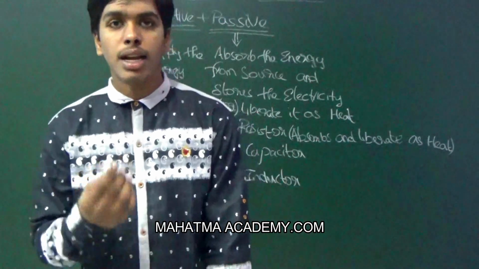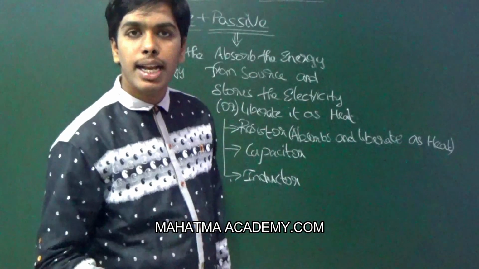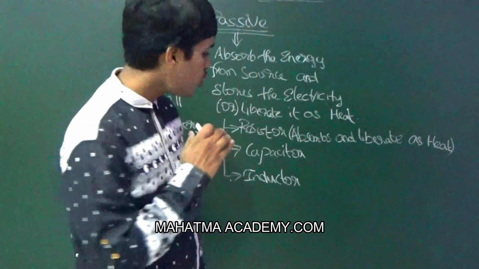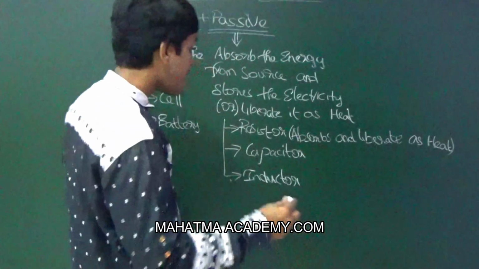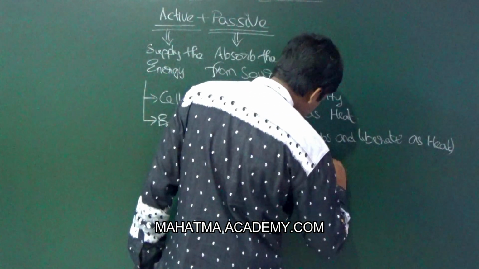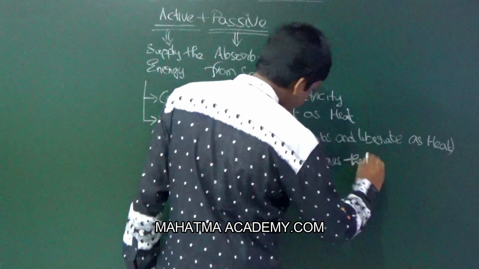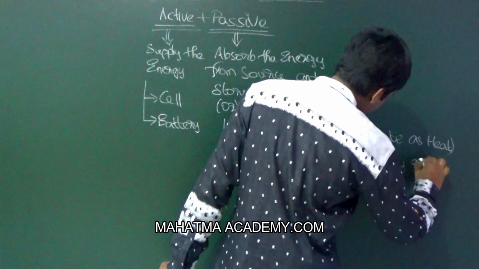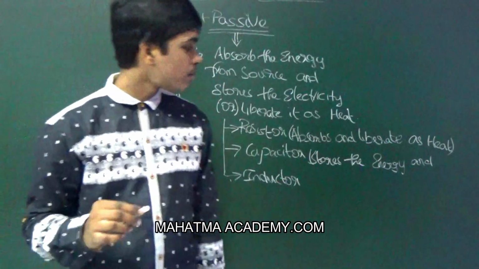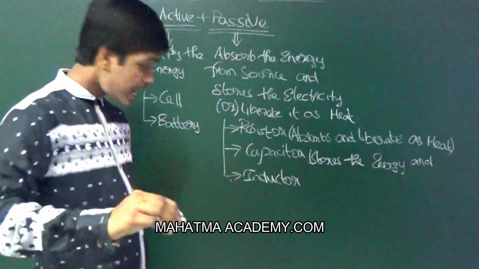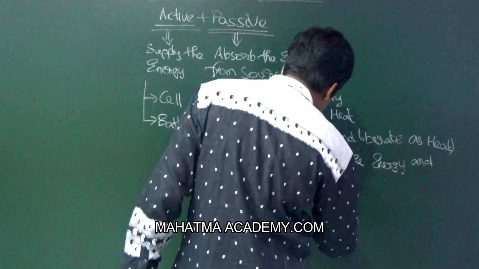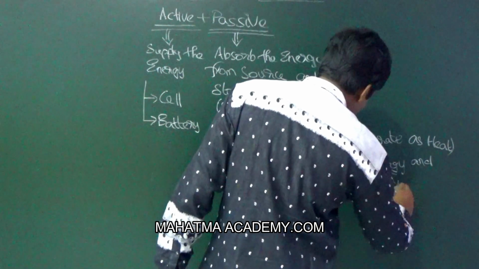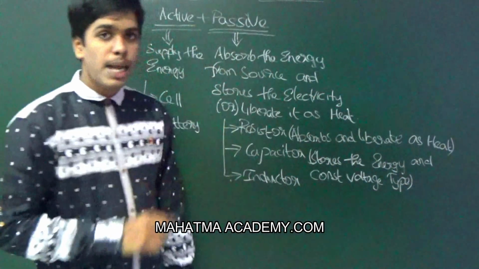A capacitor is the one that stores the electrical energy without changing the voltage. Here, the voltage is constant. So we can write it as: stores the energy at constant voltage type.